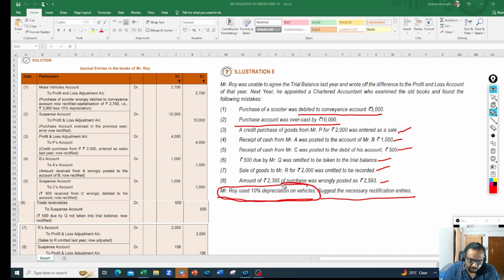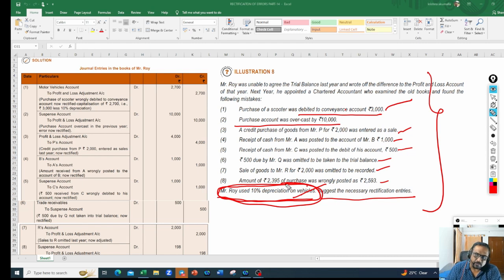Mr. Roy used 10% depreciation on vehicles. This is the exact reason why I always suggest people to read the problem first, because the first transaction has relation to the last point. Suppose without reading the problem, if you start preparing the solution, you might end up missing this point. Then you will commit a mistake. Then you will unnecessarily lose the marks.